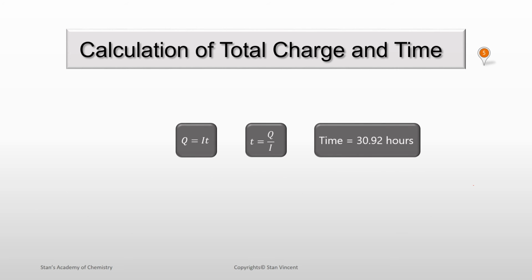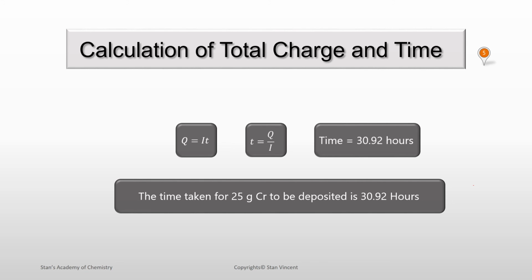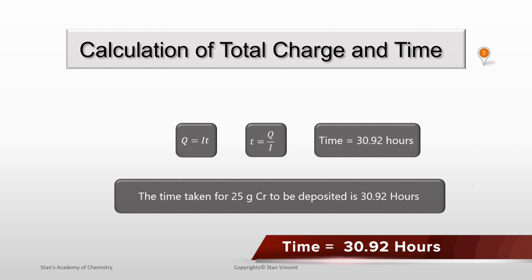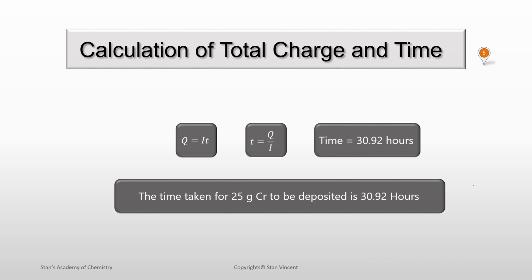So we used the equation Q equals I T, rearranged it to determine the time by dividing the total charge by the current strength, converted the time in seconds to hours, and the final answer we got was 30.92 hours. The time taken for 25 grams of chromium to be deposited is 30.92 hours. And that's how you calculate the amount of substance deposited at an electrode, in this case at the cathode.